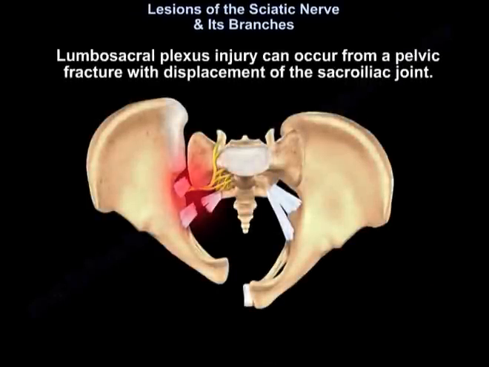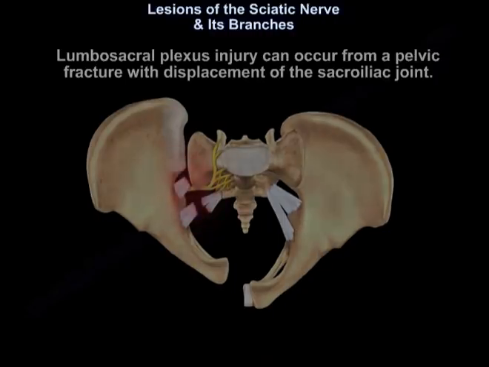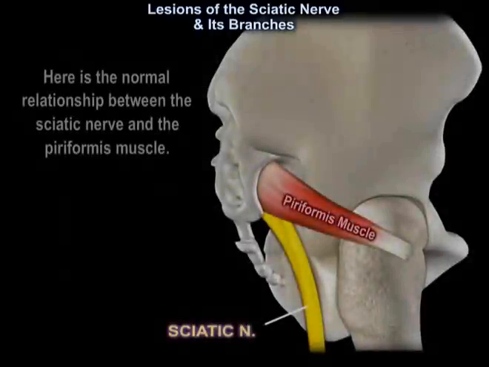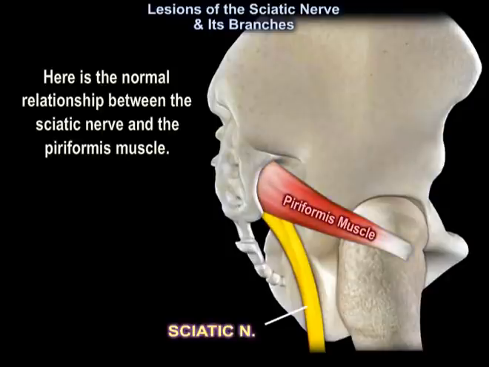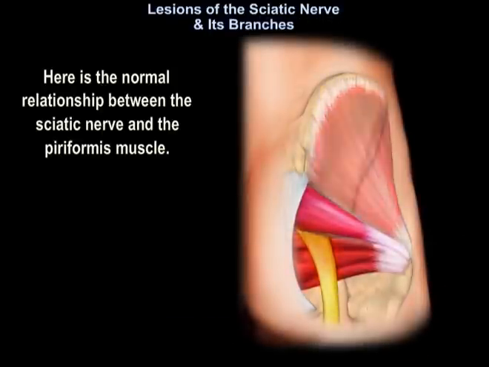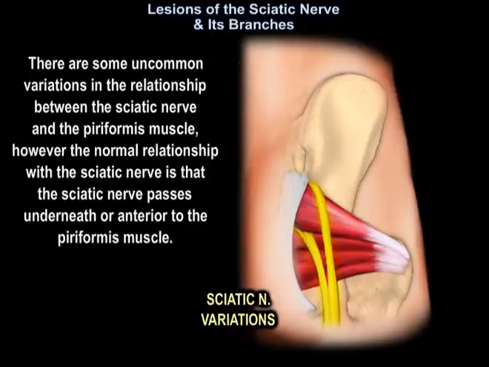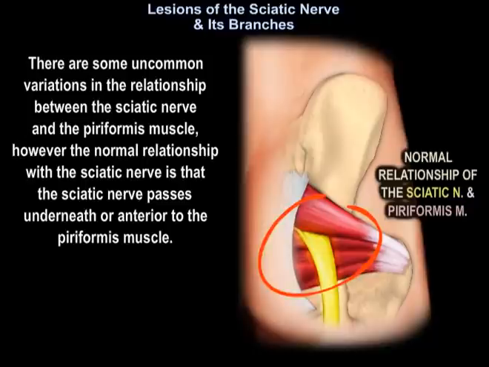Lumbosacral plexus injury can occur from a pelvic fracture with displacement of the sacroiliac joint. As the nerve enters the pelvis through the greater sciatic notch, the nerve passes underneath the piriformis muscle. That is the normal relationship between the sciatic nerve and the piriformis. There are some uncommon variations in the relationship between the sciatic nerve and the piriformis. However, the normal relationship is that the sciatic nerve passes underneath or anterior to the piriformis muscle.